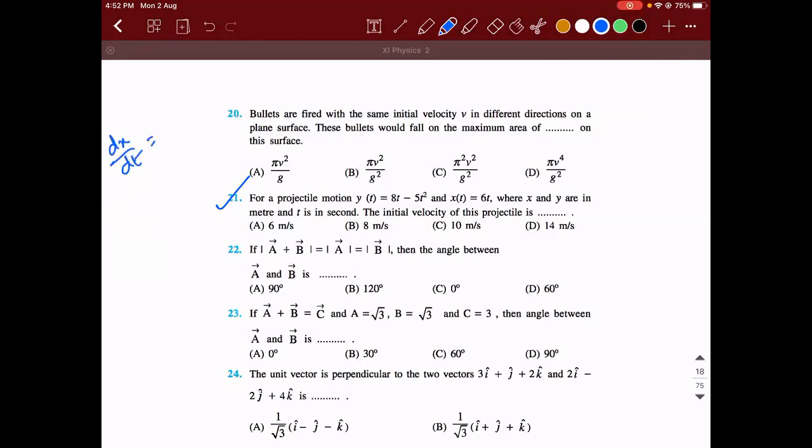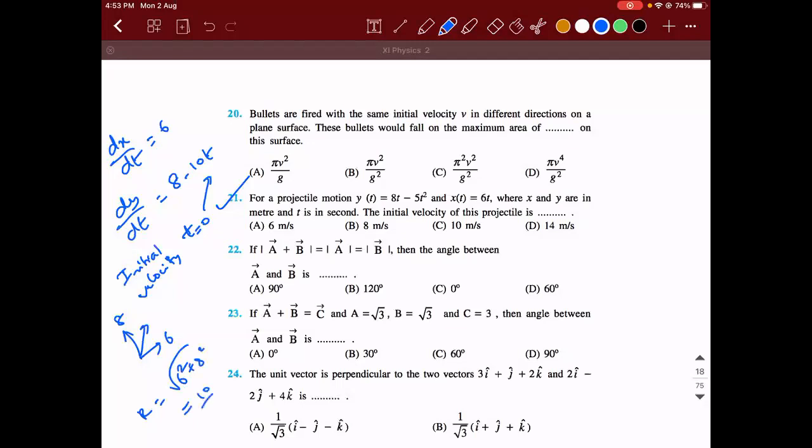So what is dx by dt, guys? 6. What is dy by dt? 8 minus 10t. So what do you mean by initial velocity? t is equal to 0. So initial velocity, if you substitute t is equal to 0, horizontal is 6, vertical is 8. The resultant will be root of 6 square plus 8 square, that will be 10 meters per second.